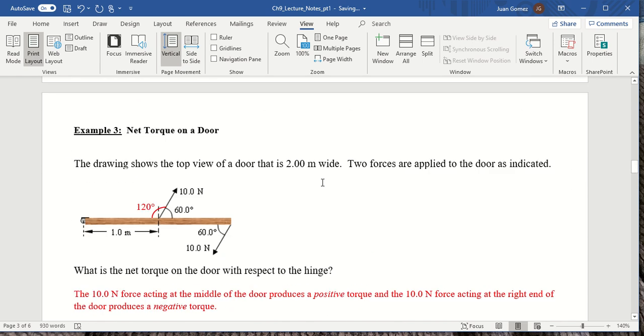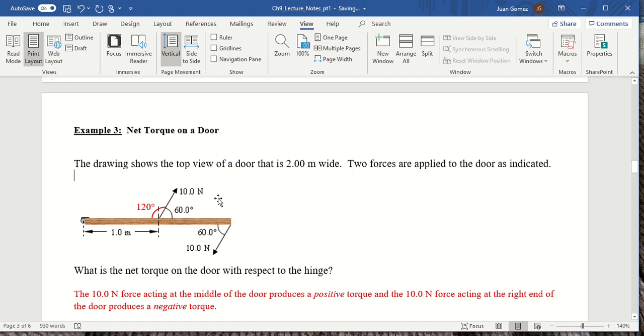Let's look at the net torque acting on a door. And here again, this is a top view of a door. Here's the hinge, and this is the door. We're going to assume again that the door is uniform. I don't know that that really matters in this problem, but the door has a width of 2 meters, so that's the distance from the hinge to the other end. That distance is 2 meters.